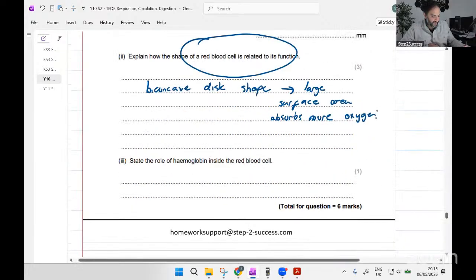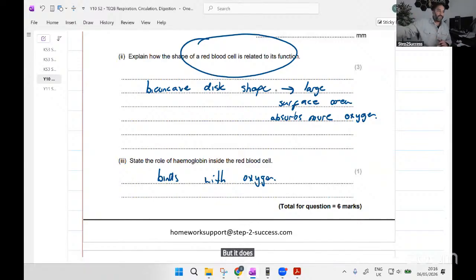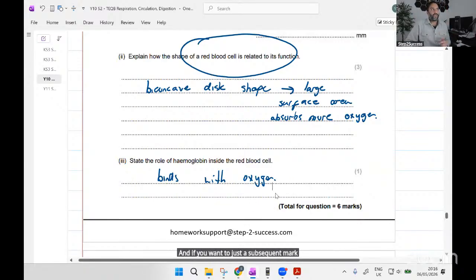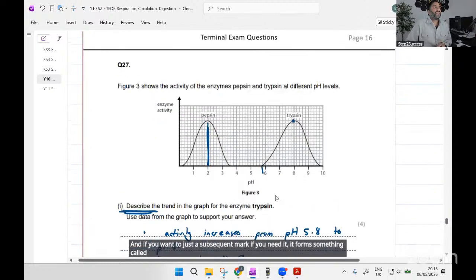Okay. Hemoglobin binds with oxygen, that's what it does. And if you need a subsequent mark, it forms something called oxyhemoglobin. And I think that pretty much covers it.